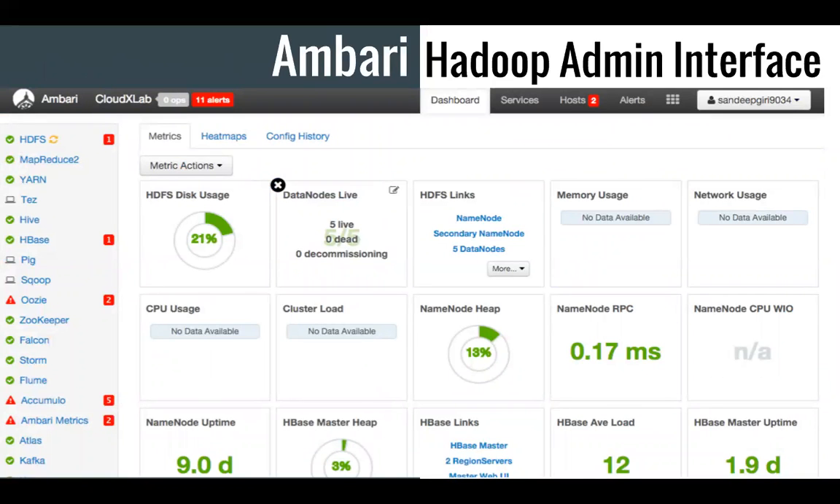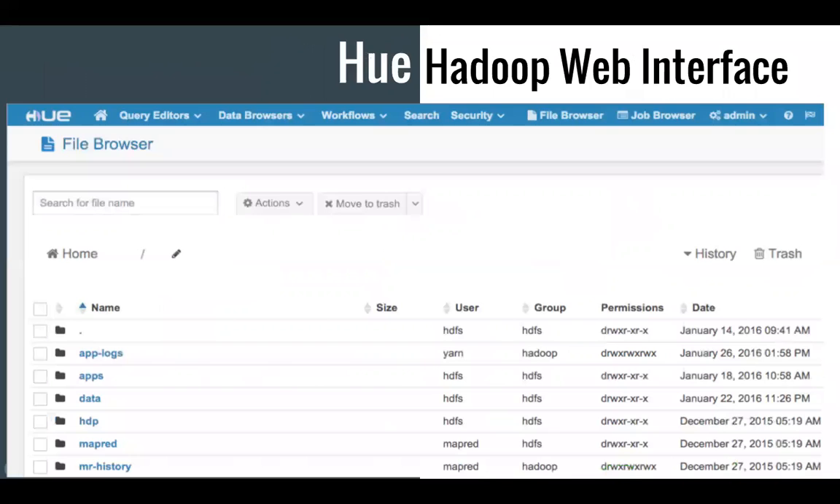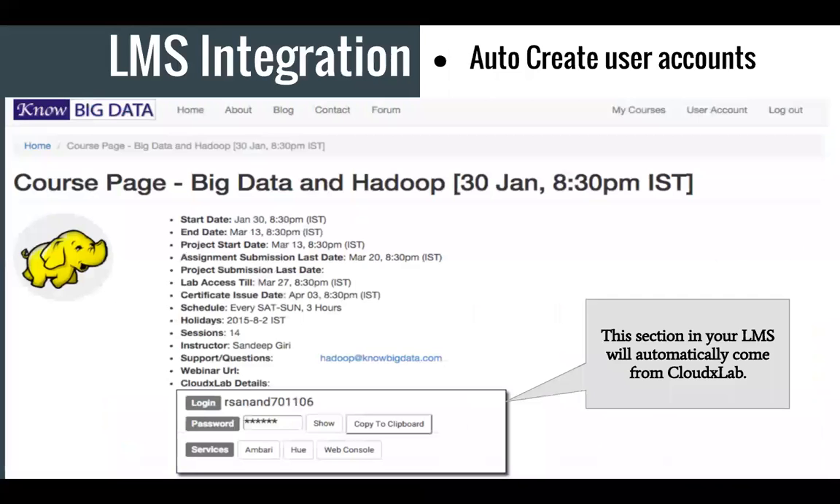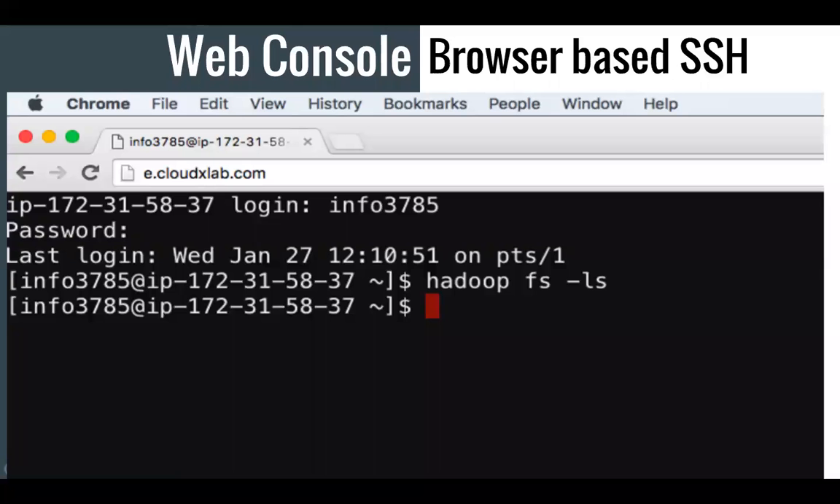Now, these are the basic interfaces. One is Ambari, where you can see what's going on at the admin level. Then you have Hue, whereby you can upload, download data, and we have Web Console. And we also have the other interfaces for various kinds of tools.